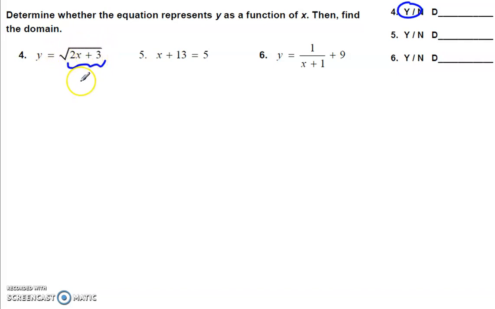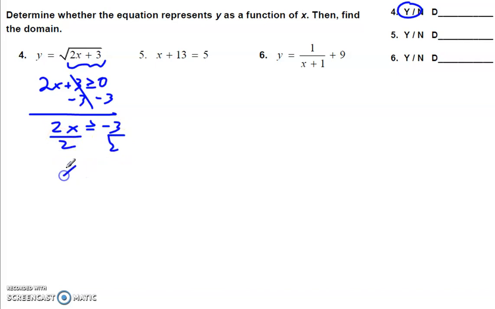Well, under a radical sign, it has to be non-negative, so it has to be greater than or equal to 0. That means 2x plus 3 has to be greater than or equal to 0. So solve for x to find what value of x makes this entire expression greater than or equal to 0. Subtract 3 from each side. 2x has to be greater than or equal to negative 3. Divide by 2 on each side, and x has to be greater than or equal to negative 3 over 2, or negative 1.5.